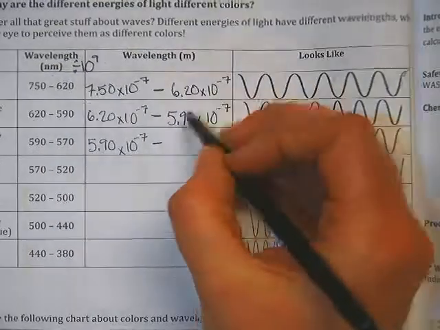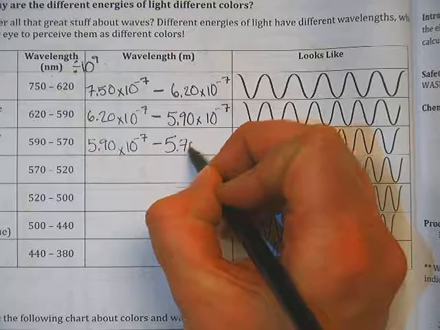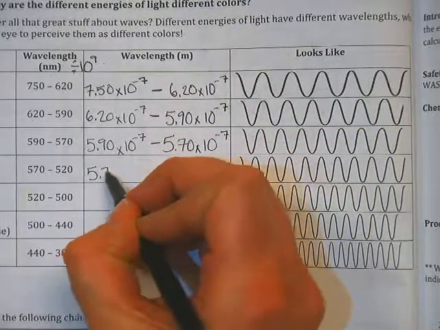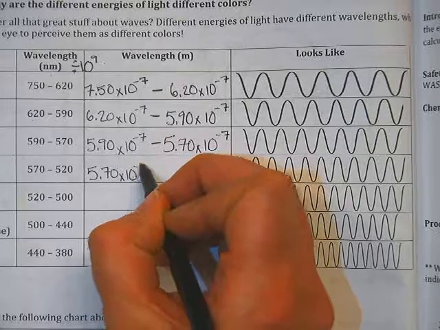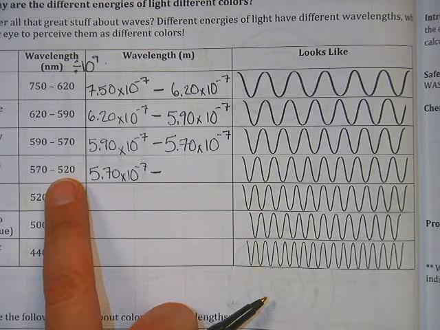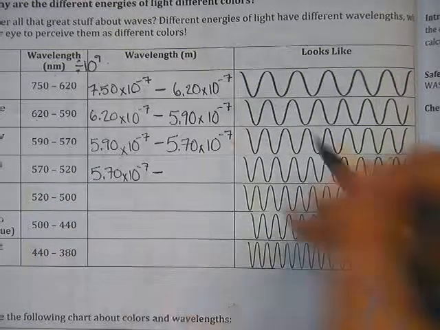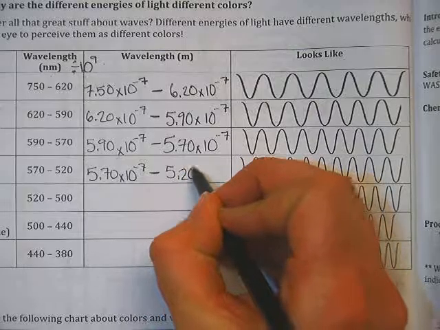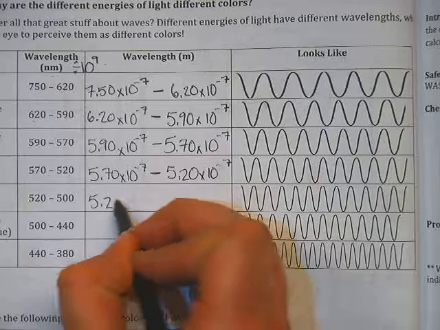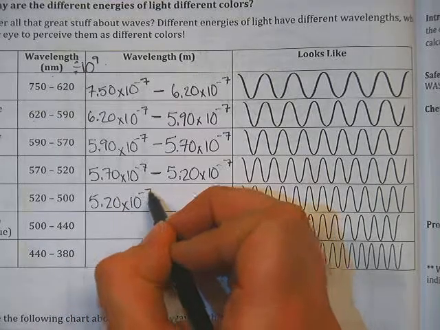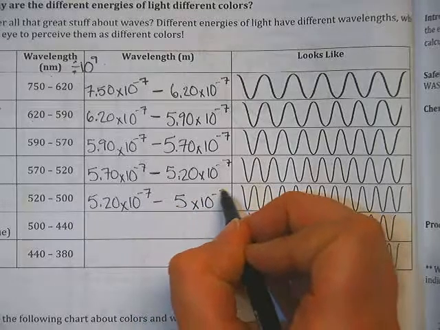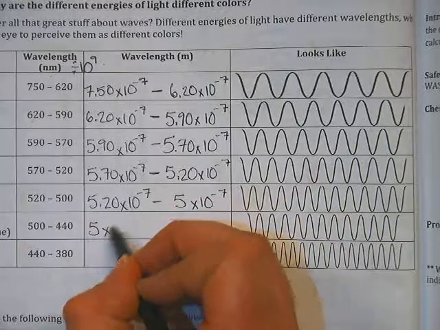Okay, 520 divided by 10 to the ninth is 5.20 times 10 to the negative 7. Are you guys seeing a pattern here? Yes, more and more numbers.